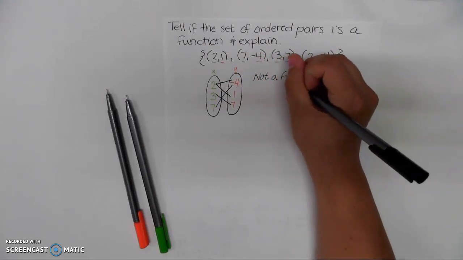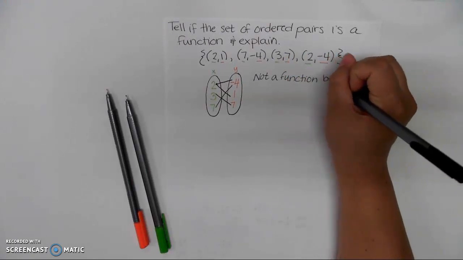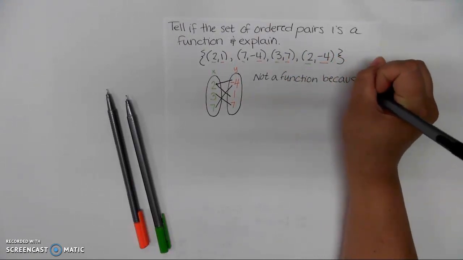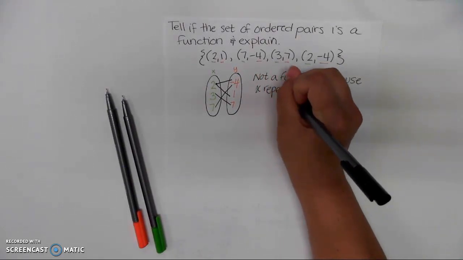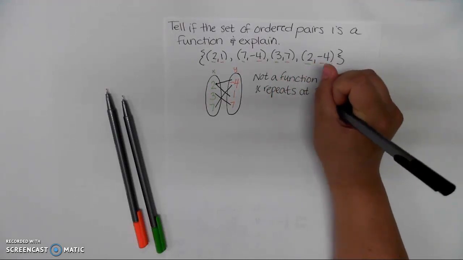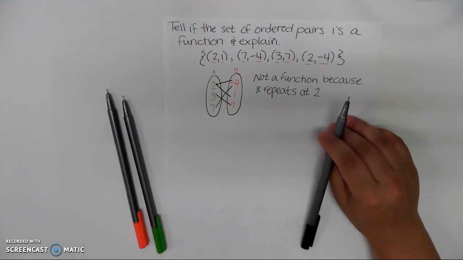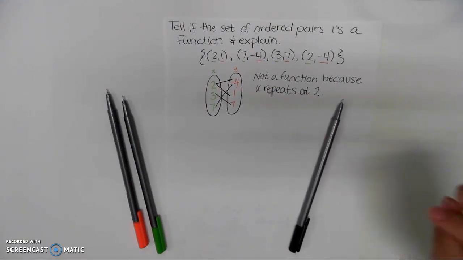It says to also explain. So not a function because x repeats, and then I always like to throw in where it repeats, at 2. Hopefully that helps you understand mapping diagrams and how we use them to determine if something is a function.